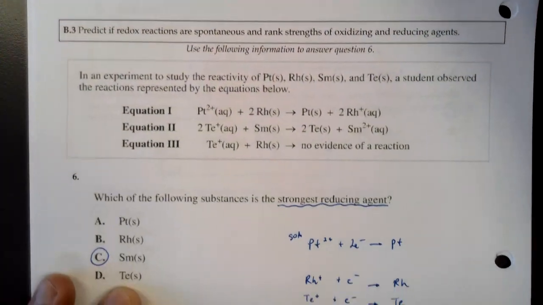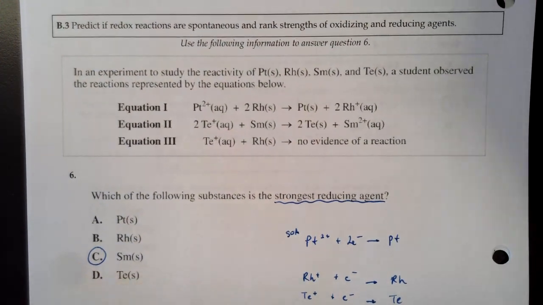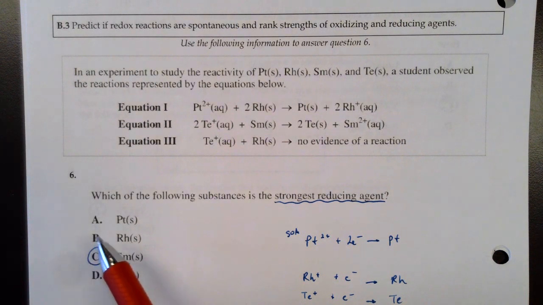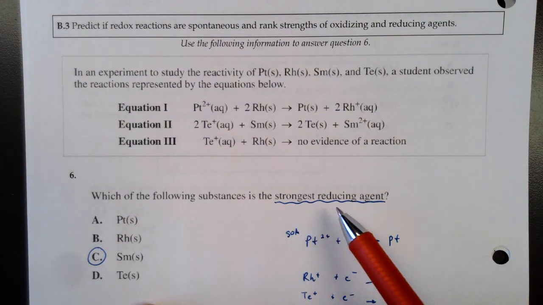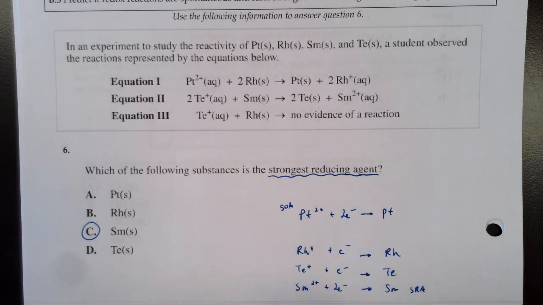Hey, it's Mr. K. Chemistry 30, Unit B review, question 6. Which of the following substances is the strongest reducing agent? Okay, now here's how I went about it.